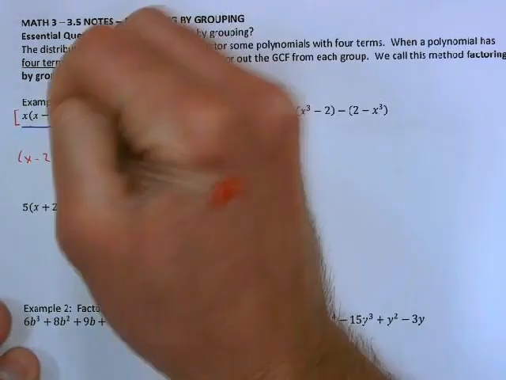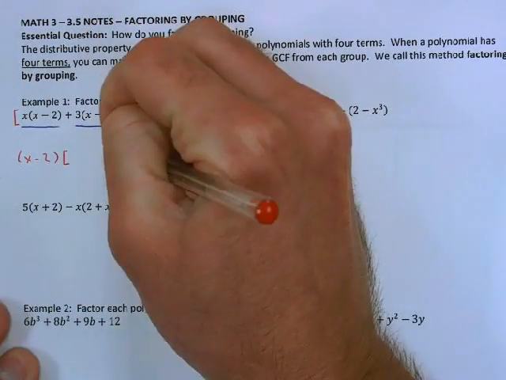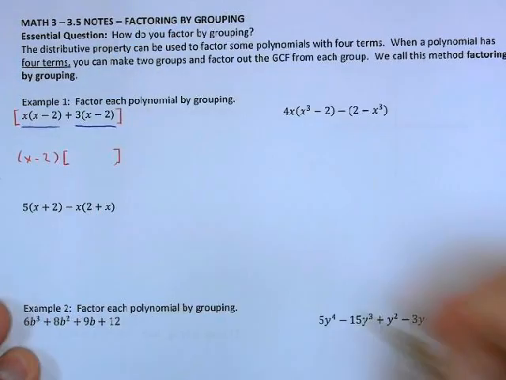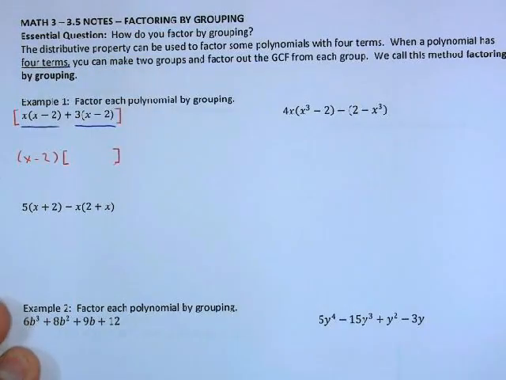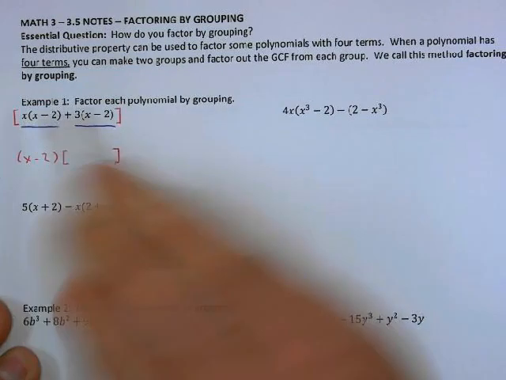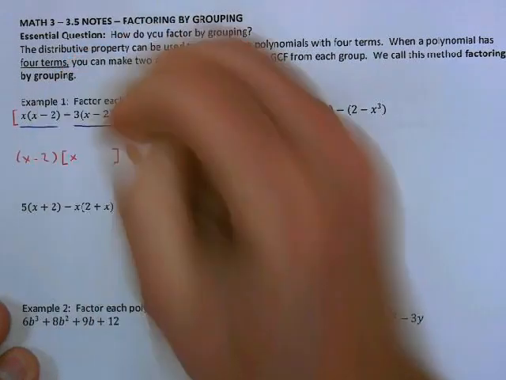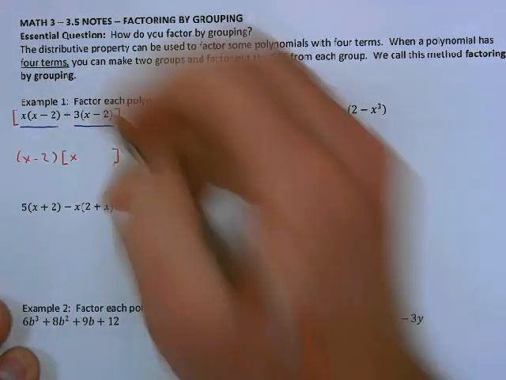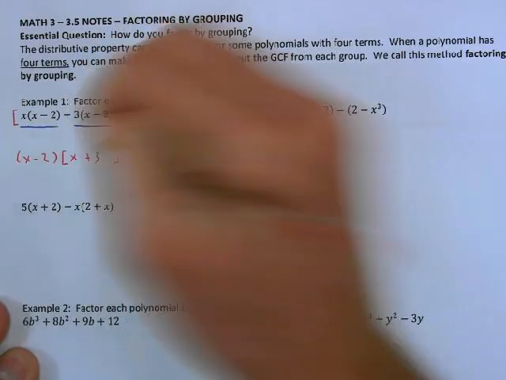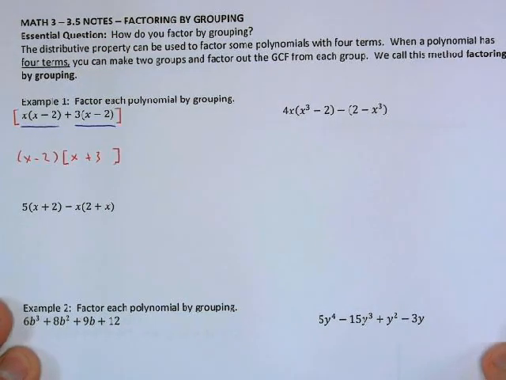And then if I take out an x minus 2, and it's okay to put brackets instead of parentheses, well, what's left inside the brackets? If I take out the x minus 2, I'm just left with the x here. And if I take out the x minus 2, I'm just left with the plus 3 there. And so my answer is x minus 2 times x plus 3.